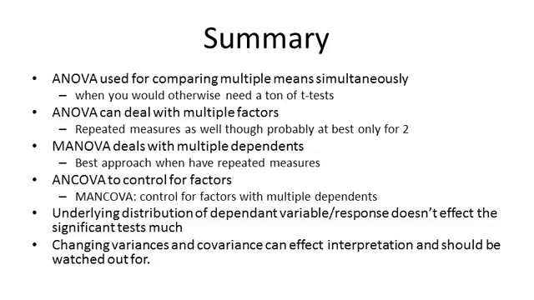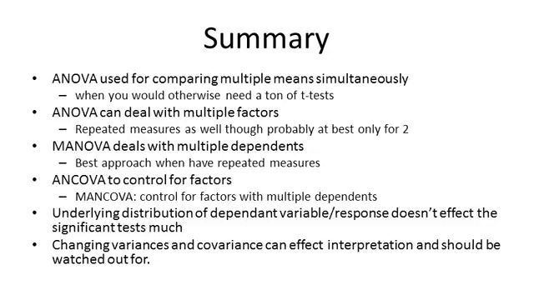Okay, as a summary, ANOVA is used for comparing multiple means simultaneously, typically when you have more than 2 groups, because at 2, the t-test can do just fine. ANOVA can deal with multiple factors, so let's say gender and test and other ones. You can go as complicated as you want. It can also deal with repeated measures as well, though it's probably best only when you're dealing with 2 repeated measures as opposed to multiple ones. At that point, MANCOVA takes over.